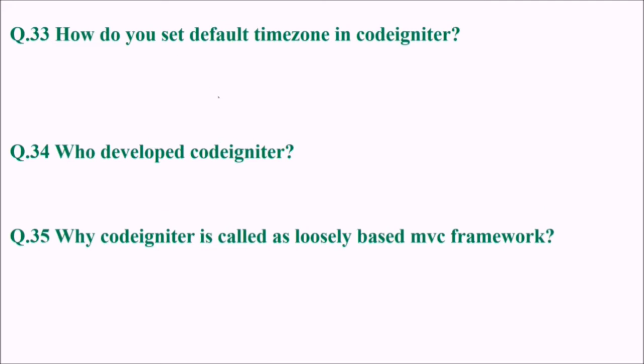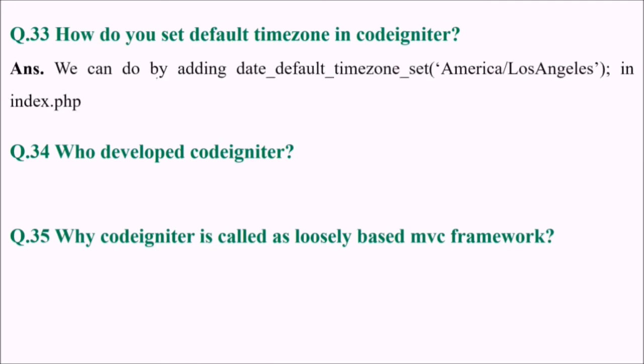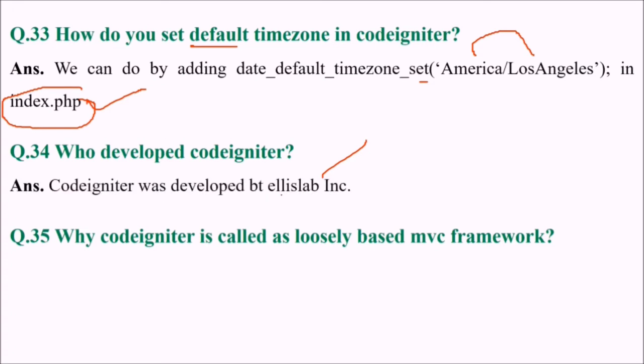How do you set the default time zone in CodeIgniter? We can set the default time zone by using date_default_timezone_set, for example America/Los_Angeles, in your index.php. Please understand, you have to do it in index.php. Who developed CodeIgniter? CodeIgniter was developed by EllisLab Incorporation.